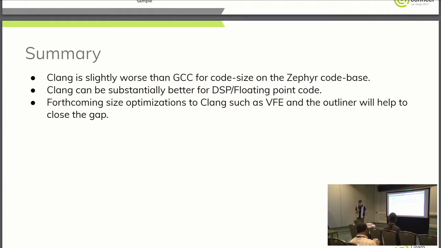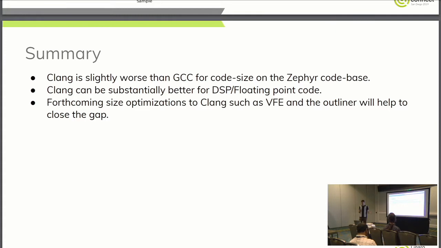Okay, so this is the summary of the whole presentation. Clang is slightly worse than GCC for code size on the Zephyr code base, about 1%. That's probably within the range that you might consider experimenting with Clang, certainly if you think there are other benefits with Clang. We think that that gap can be closed.